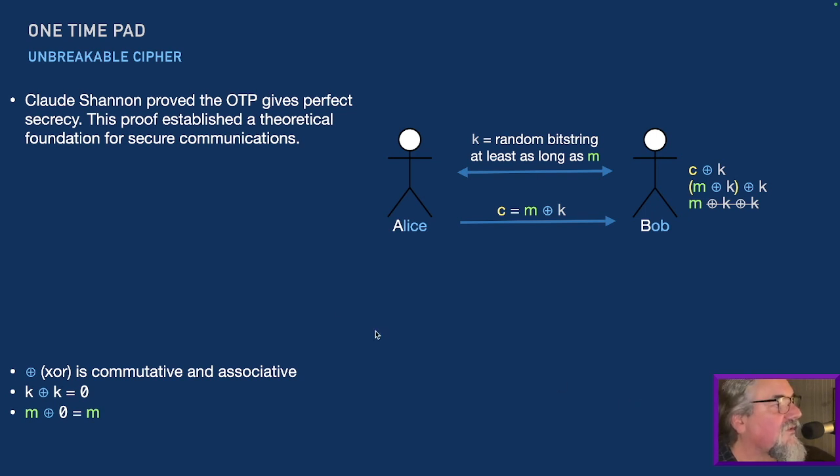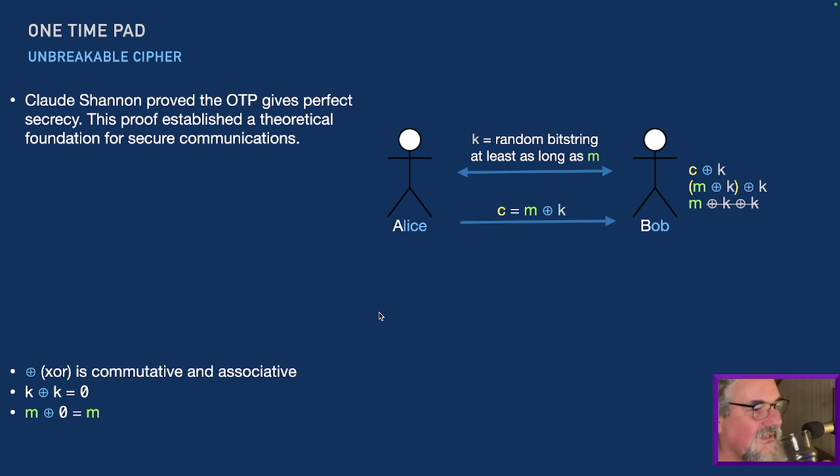And now it comes to the one-time pad. So this guy Claude Shannon, he did a proof that the one-time pad gives perfect secrecy. And what does that mean? Well, it means that it is not possible to create a more secure cipher than the one-time pad. It has the maximum theoretical security. It's not possible. It has perfect security.